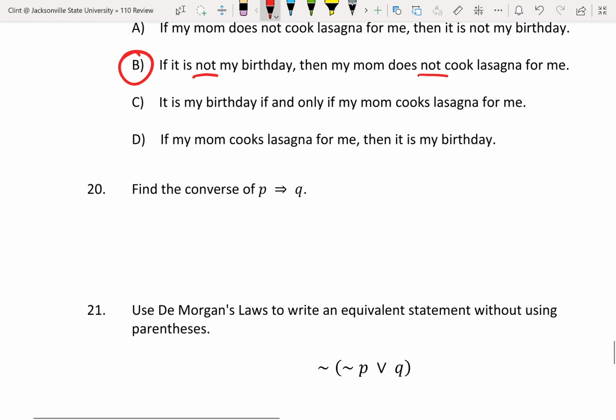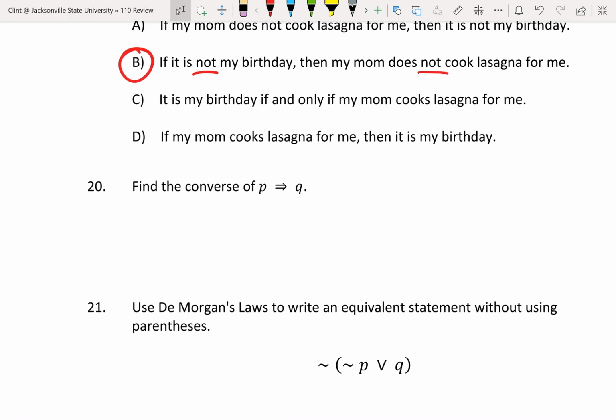And 20 just gives us symbols doing the same thing, but it's just symbols. It says find the converse of if P then Q. The converse, we just switch the order. So if Q, then P. A little arrow means if then. It's a conditional statement. Here its implication is really what it means. It means Q implies P, but the way we read it is if then.